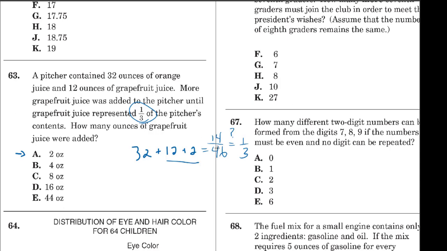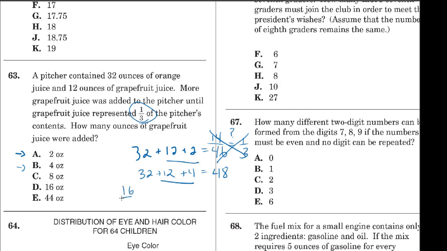3 times 14 is 42. So this is a little less than 1/3. That's not the correct answer. Let's move on to the next. Let's try 4. So I have 32 orange juice plus 12 grapefruit originally. I add 4. That's now going to give me a total of 48 ounces in all. Well, between grapefruit originally and the added grapefruit, that would be 12 plus 4 is 16.